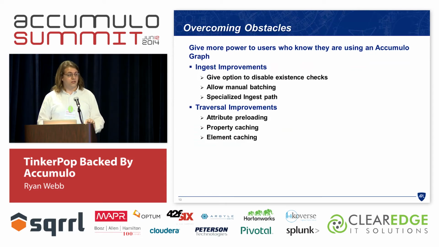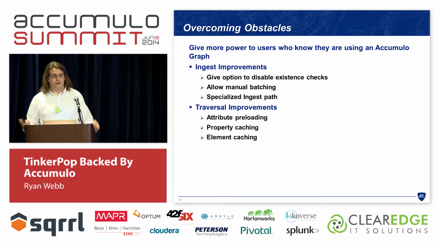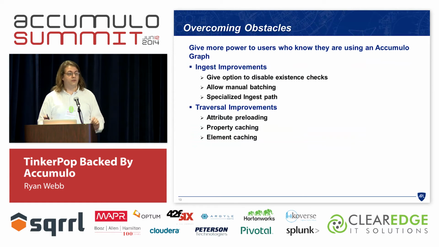So if you just stick to the TinkerPop API, you can use it and it'll be fine. You'll have fine performance for small scale, local things. You'll have fine performance for web access to the database. But if you want to do large scale processing, you want to use the specialized configuration you can offer to the Accumulo graph.